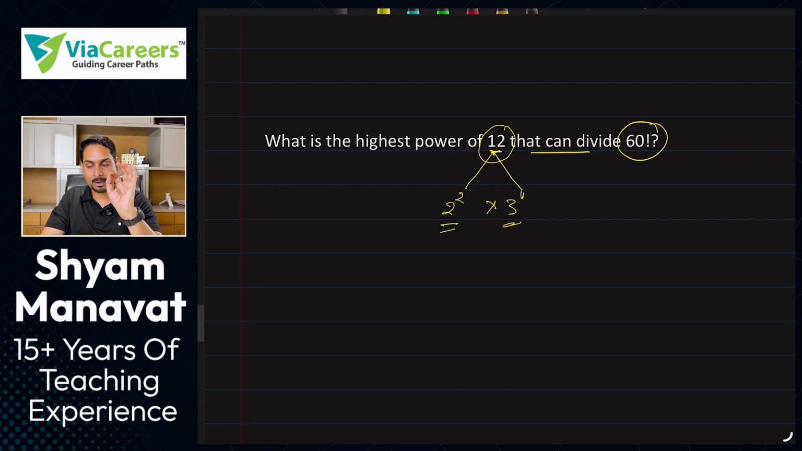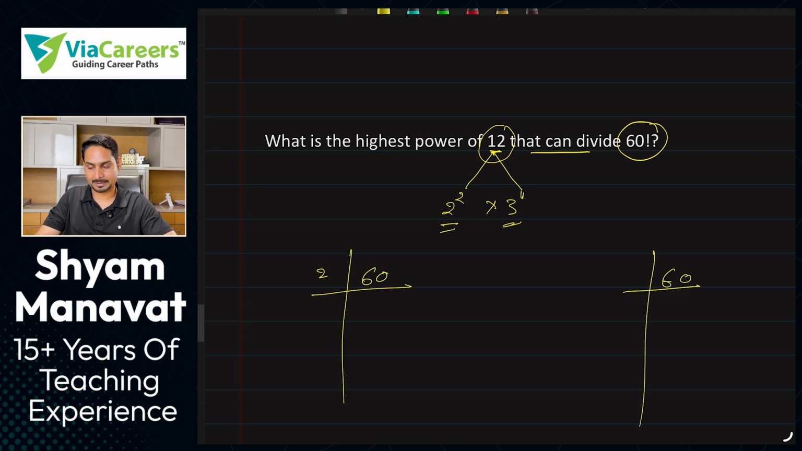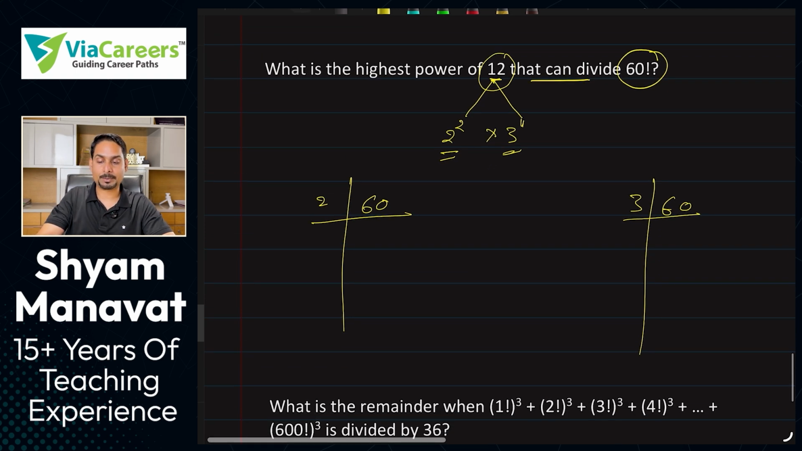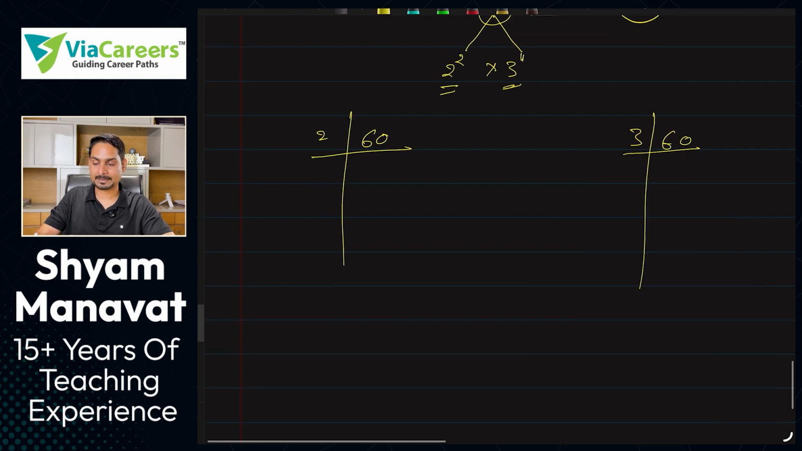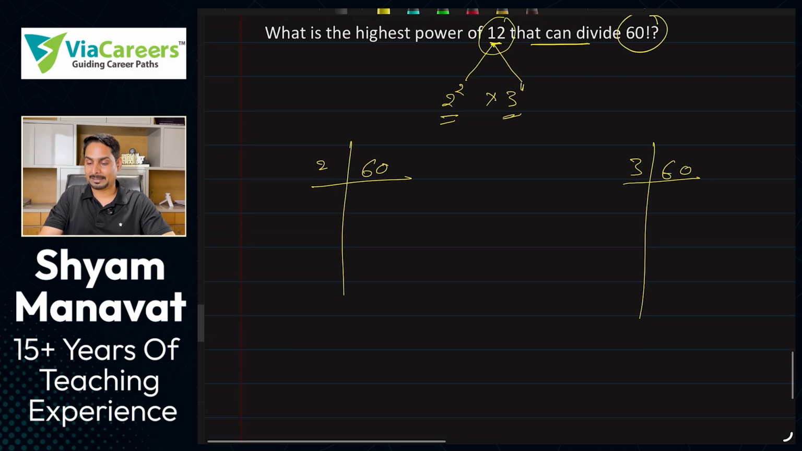Okay. So how do you do that? How will you solve this? First of all, you will check in 60 factorial how many 2s are there, and in 60 factorial how many 3s are there. Do this first, then I will tell you next what to do. You can pause the video now and try this. Alright. So what is the maximum power of 2 you get in 60 factorial?